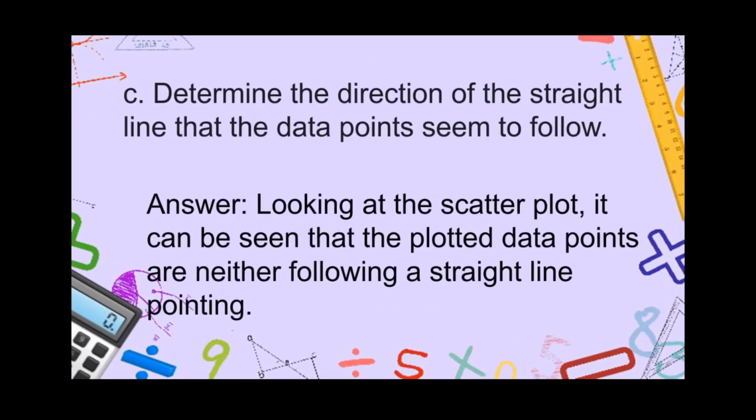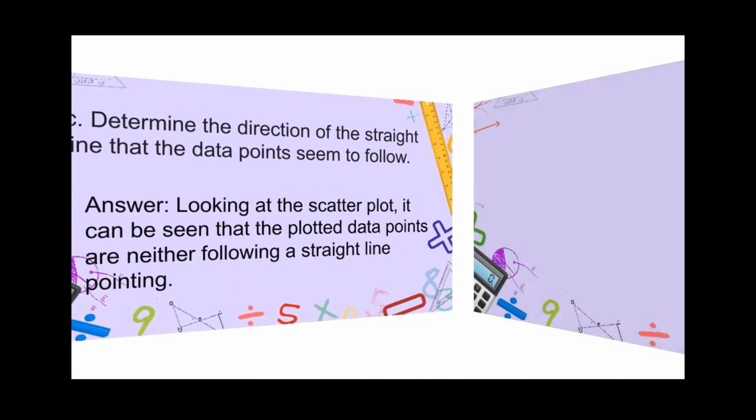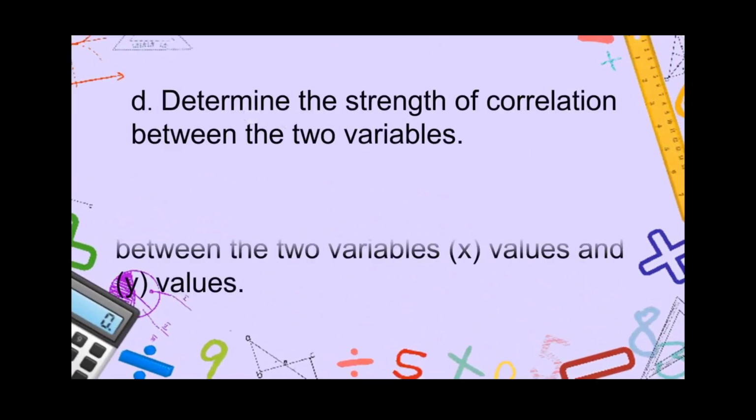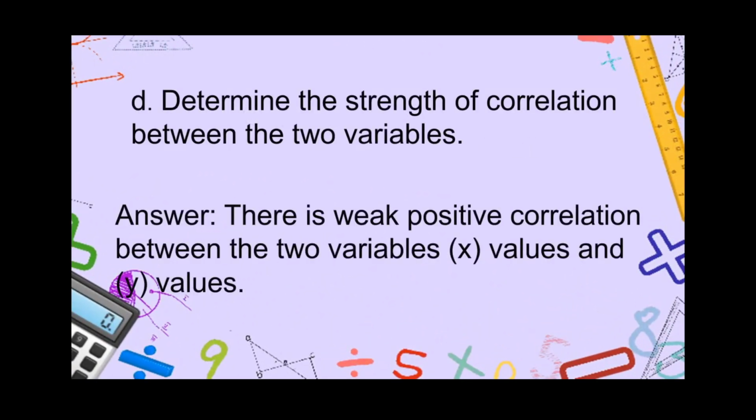C. Determine the direction of the straight line that the data points seem to follow. Answer: Looking at the scatter plot, it can be seen that the plotted data points are neither following a straight line pointing upward nor downward. D. Determine the state of correlation between the two variables. Answer: There is a weak positive correlation between the two variables, the x values and the y values.